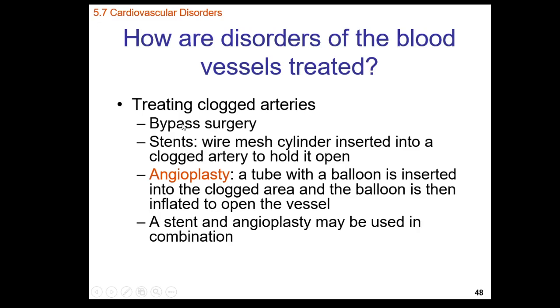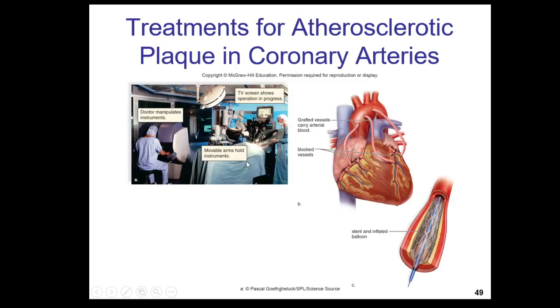And then it's possible also to do bypass surgery, where you are using either a vessel from another part of the body or an artificial vessel to actually just put in a piece around the spot that's clogged. This is just showing how that stent works again, and the inflated balloon to open up the arteries.